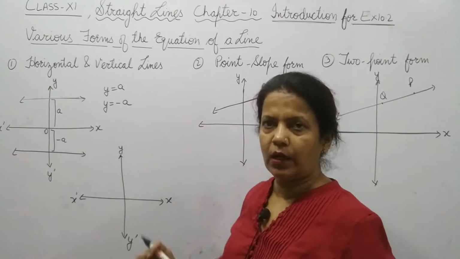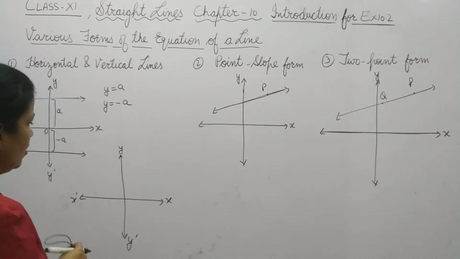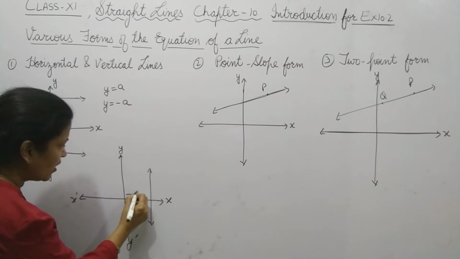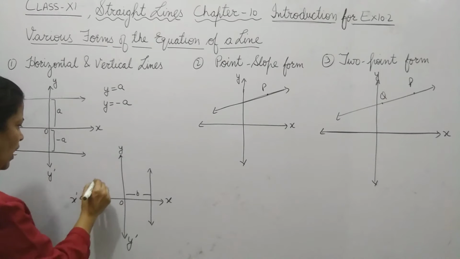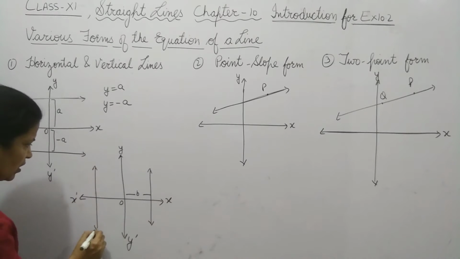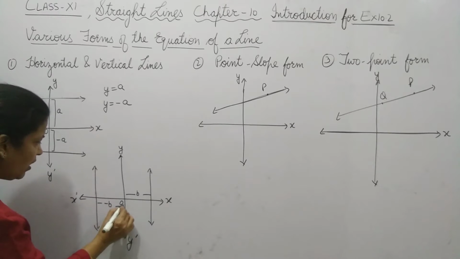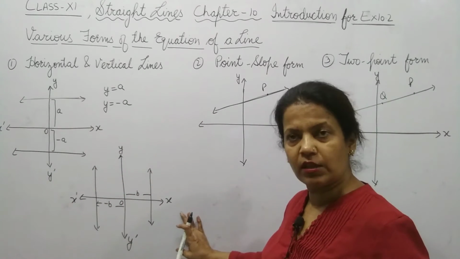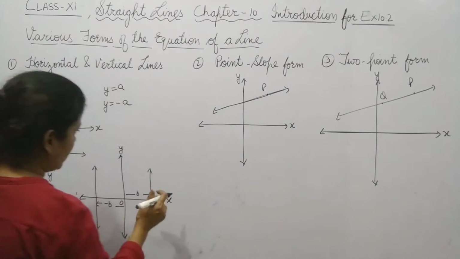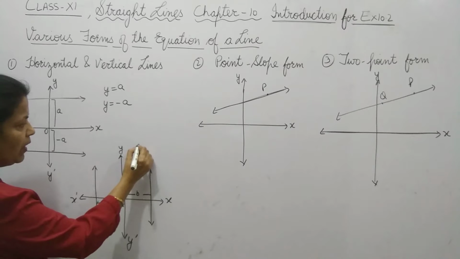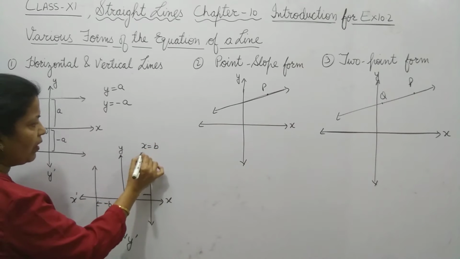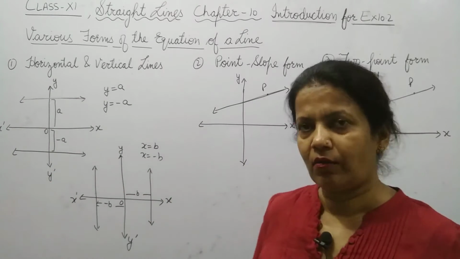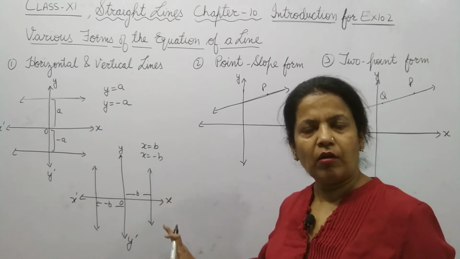Now, come to the vertical line. If a line is vertical, which is at a distance b from the origin, and one more line separately which is at a distance of minus b vertically from the origin, then what will be the equation of a line in this case? Can you tell me? Yes. Here the equation will be x equal b or x equal minus b, whatever be the distance. So that will be the equation of a line if it is vertical.